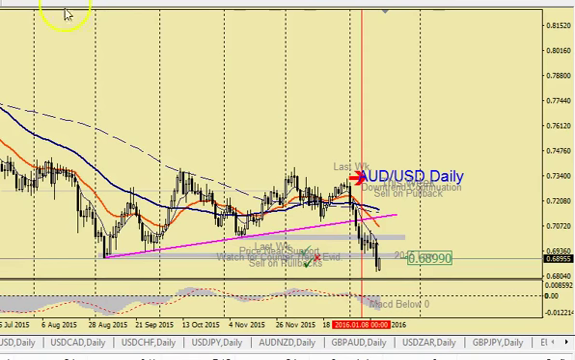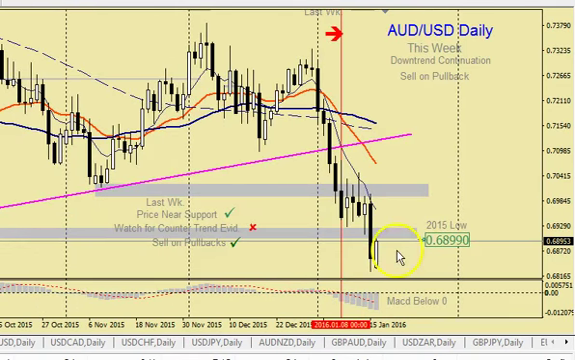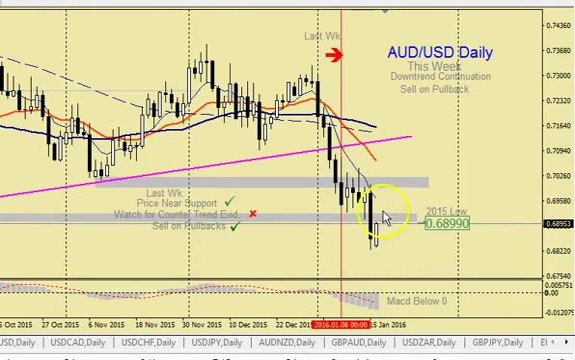Okay, so we're going to switch back to the daily. There we go. So price, once it goes back up, it most likely will go back down further, and it's got a long way to run. So this could be a good trade for the beginning of the new year.